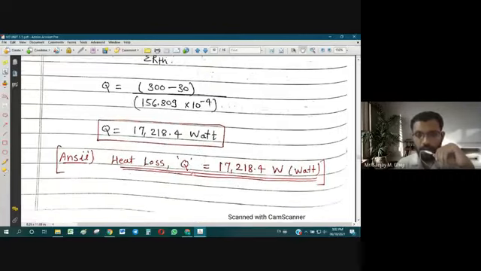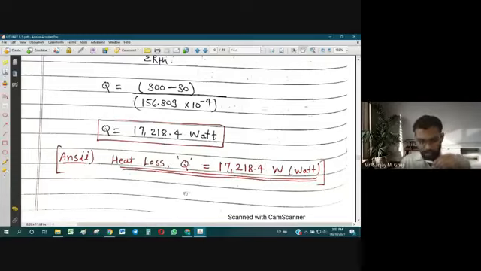So this is the heat loss occurring for a given case of a tube carrying the hot gas. Okay, so you see, even if you provide insulation, even if we have provided insulation here, still there is a heat loss of this value.